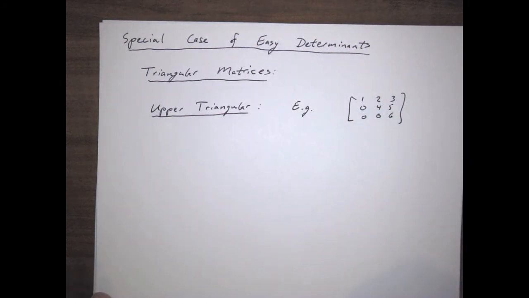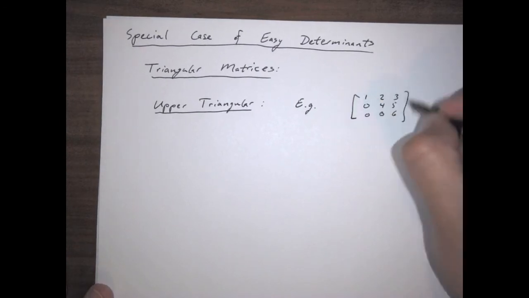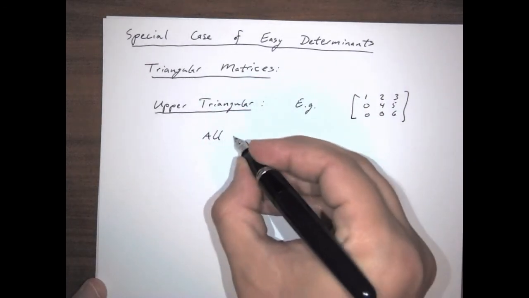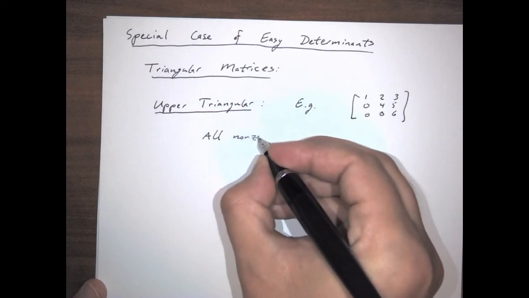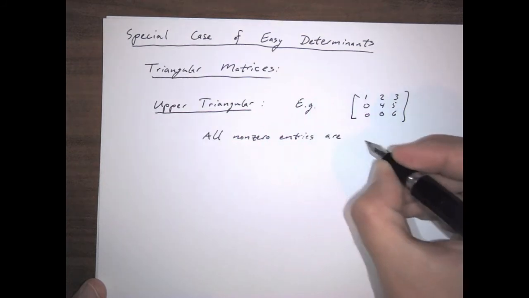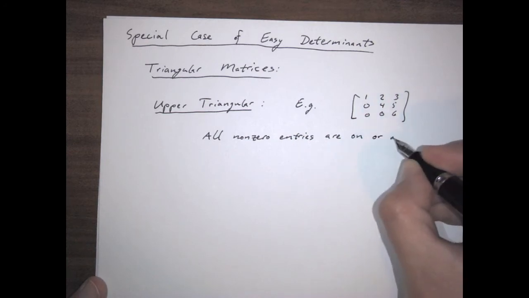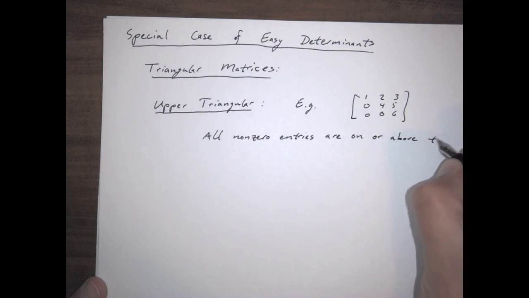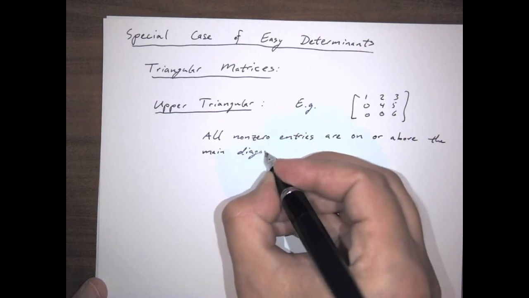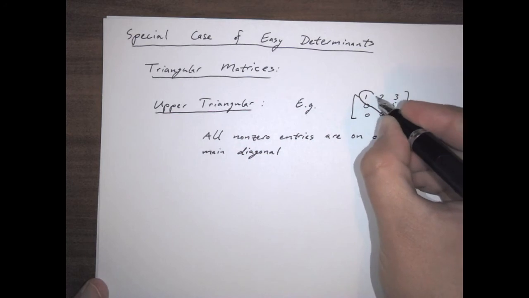So it's an upper triangular matrix in the sense that all of the entries that are not zero are on or above the main diagonal. So all non-zero entries are on or above the main diagonal. And by main diagonal, we mean northwest to southeast.